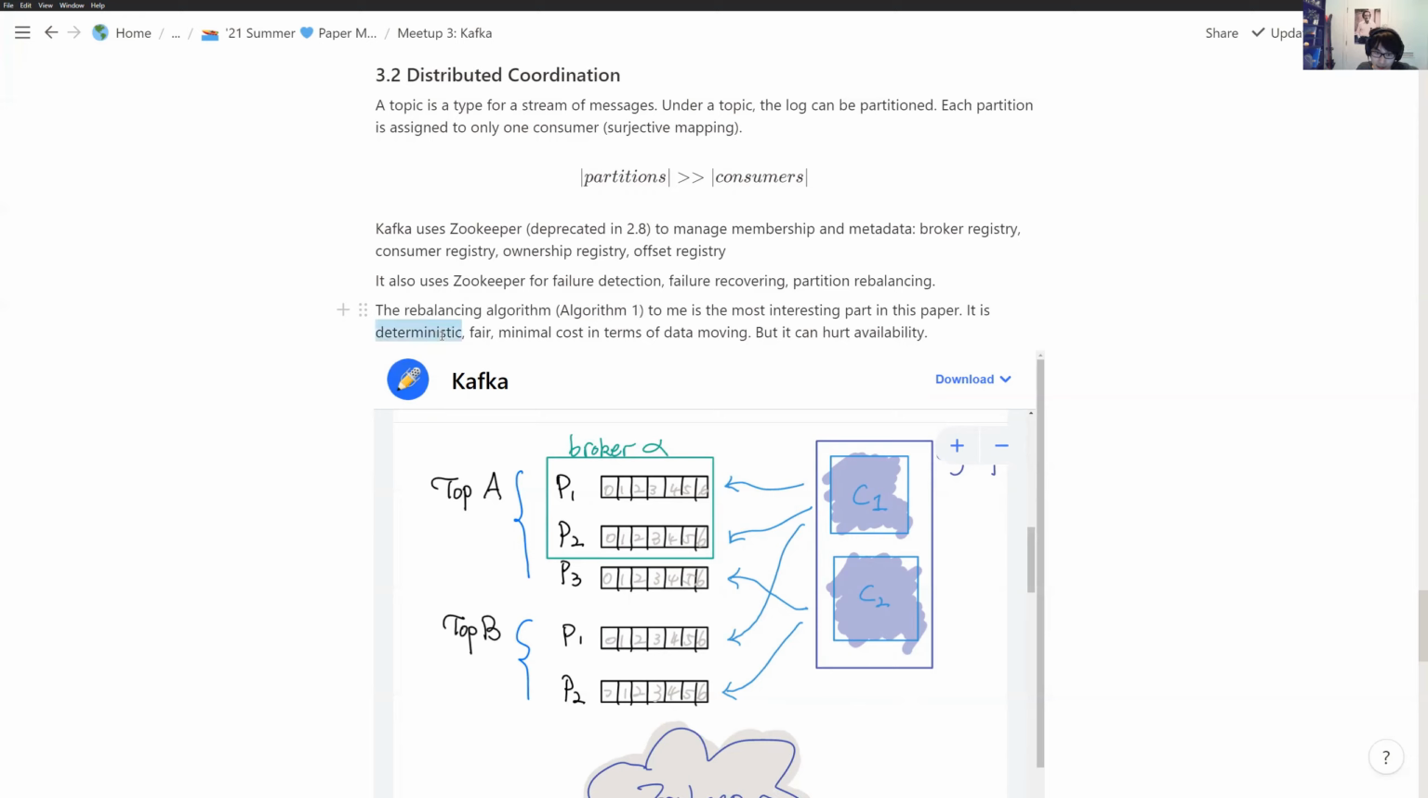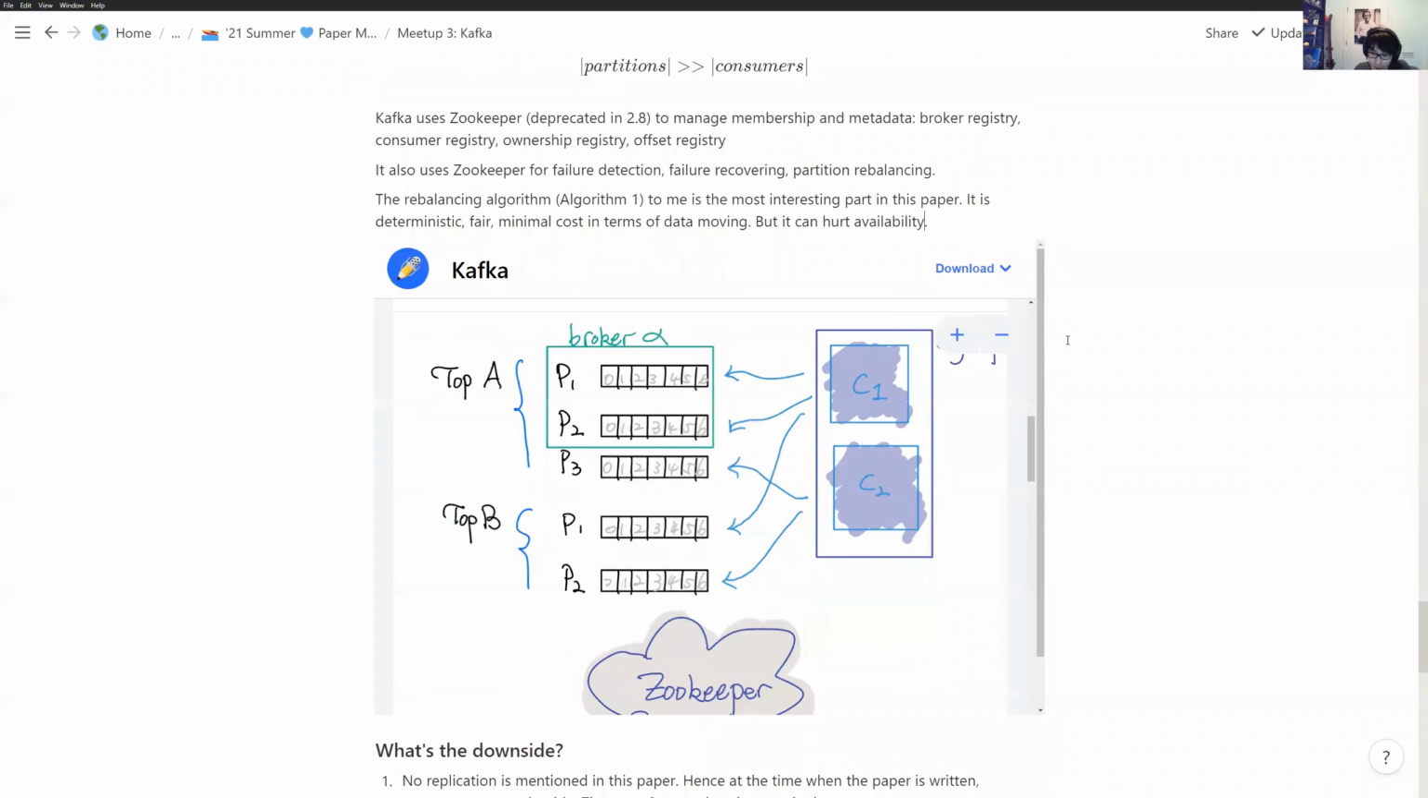The algorithm itself is deterministic, meaning that if multiple consumers run the algorithm, they will produce the same output. The algorithm is fair, meaning that it evenly spreads out the partitions to consumers. It has the minimum cost in terms of data moving because it assigns the whole partition to a new consumer instead of moving or shuffling the data around. But I think it will hurt availability because it's a blocking algorithm. If, say, a consumer crashes during rebalancing, it will cause other consumers to wait until Zookeeper does something else.